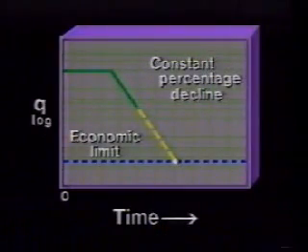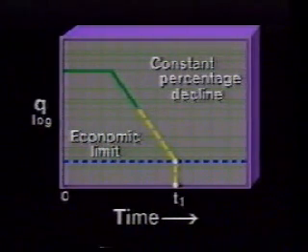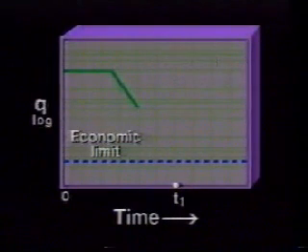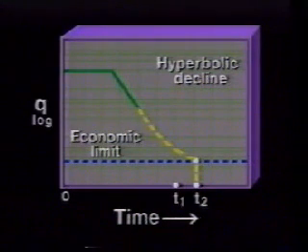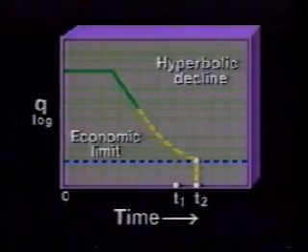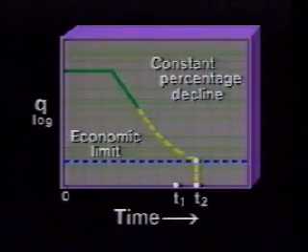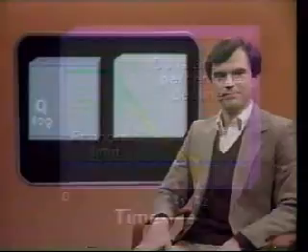We see here that a semi-log plot of rate versus time will give an abandonment prediction at time T1, whereas the hyperbolic decline curve would give an abandonment time at T2. Later abandonment time, of course, means that the well will ultimately produce a greater volume of reserves. Experienced engineers will usually allow for the fact that the constant percentage decline rate will be conservative and compensate for this by graphically flattening the decline slope in the later stages of production.